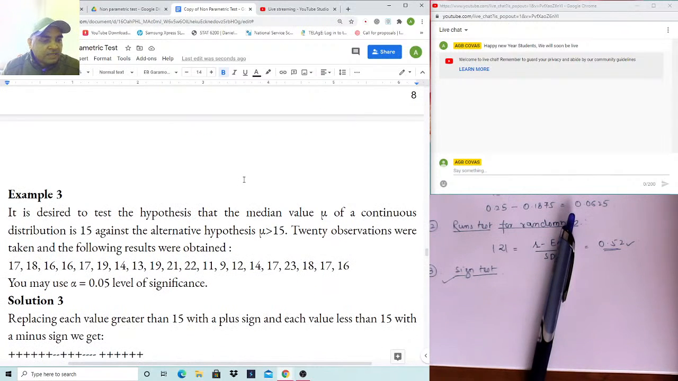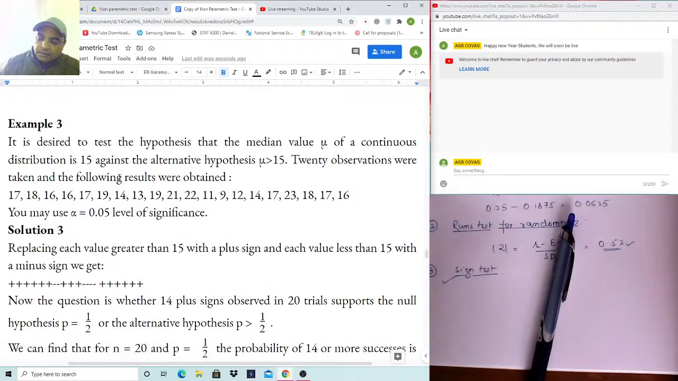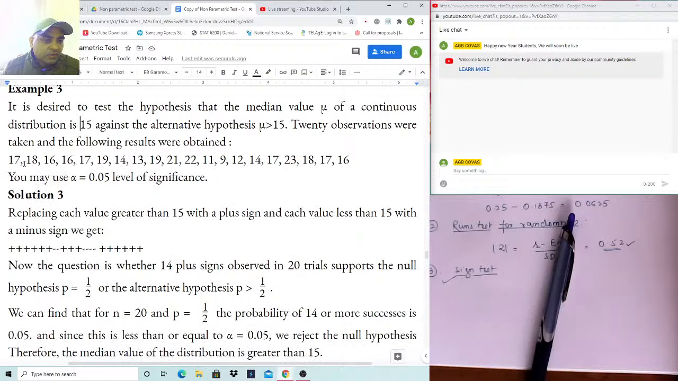Okay. So the first example: suppose it is desired to test the hypothesis that the median value mu of a continuous distribution is 15 against the alternative hypothesis that it is greater than 15. Twenty observations were taken and the following results were obtained. These are the 20 observations, and we have to see whether the median value is 15 or greater than 15. This has to be done at the 5% level of significance.